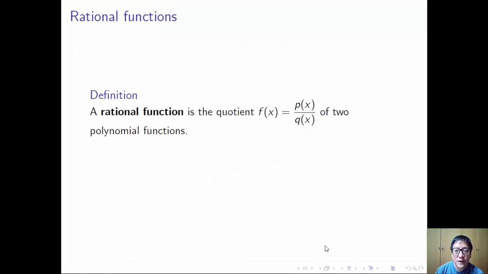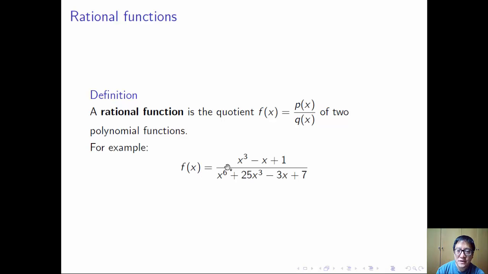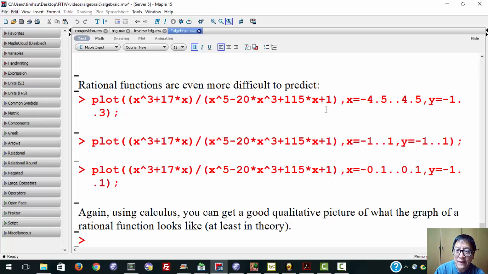Okay, turning to rational functions. A rational function is the quotient of 2 polynomial functions, p of x over q of x. So for example, here's a rational function, f of x equals x cubed minus x plus 1, that's a polynomial, over x squared plus 25x cubed minus 3x plus 7, that's also a polynomial, and so their ratio is a rational function. And here is sort of what a graph of a random rational function will look like.